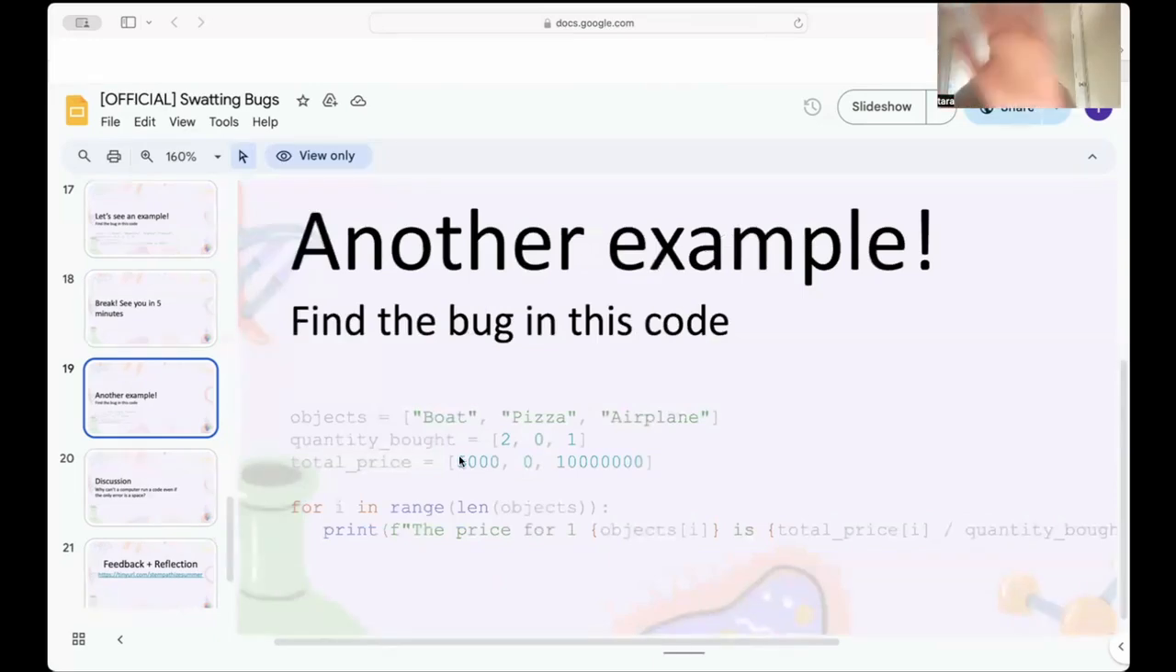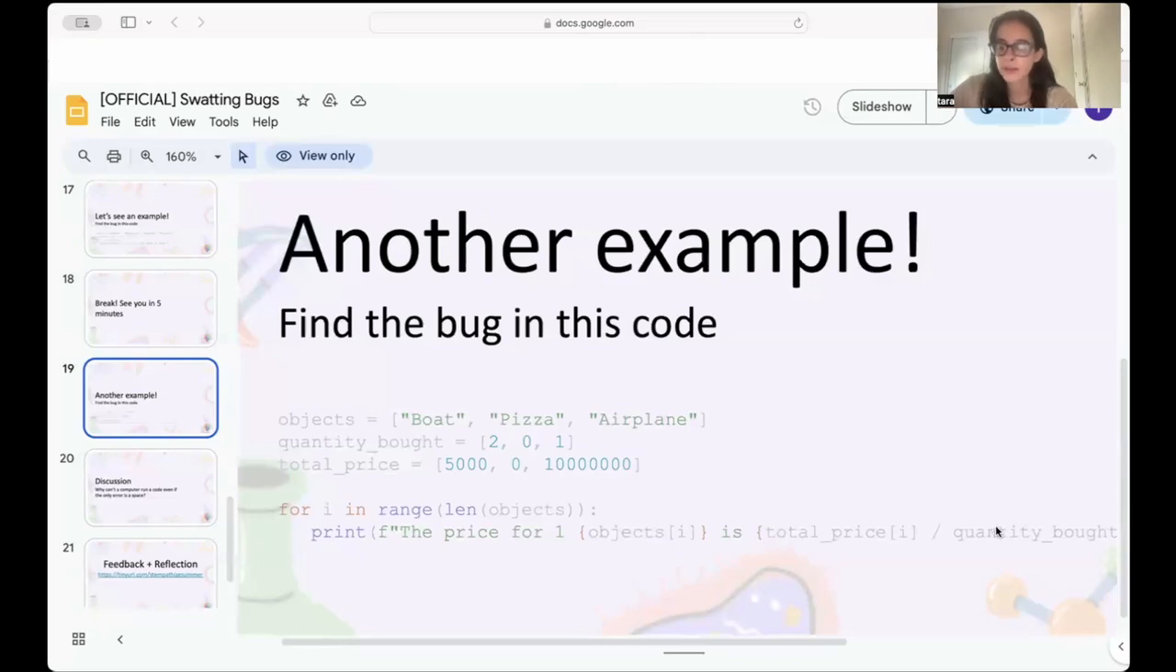Okay, so I'm going to give you a little hint. I want you to look at this quantity bought, and then I want you to look at what we're dividing. We're dividing total price by quantity bought. I just want you to think about that for a sec. Okay, so now if you pause this, if you've already figured it out, we're going to move on.